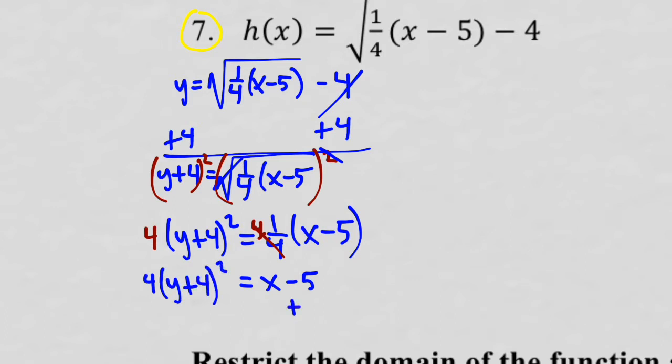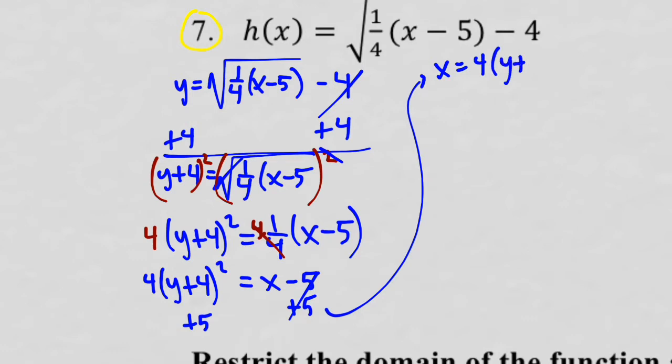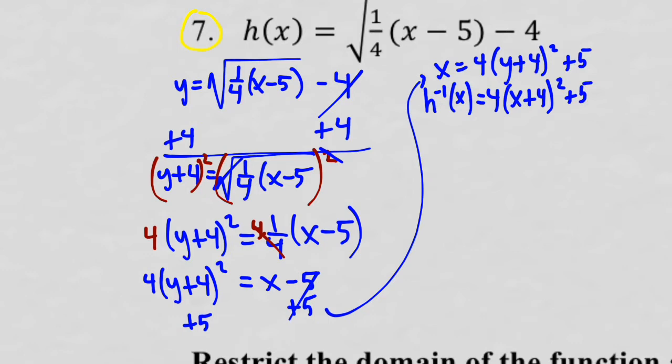And finally, we're going to get rid of the 5 by adding it. I'm going to continue over here. So it's going to be x equals 4 times y plus 4 squared plus 5. Change the x with the y and also write it as f inverse. h inverse in this case, because it's h of x. So it's going to be h inverse of x equals 4 times x plus 4 squared plus 5. There you go. That is your inverse.